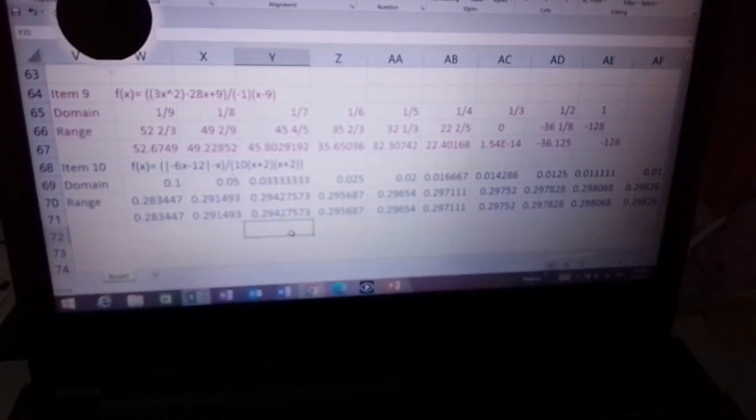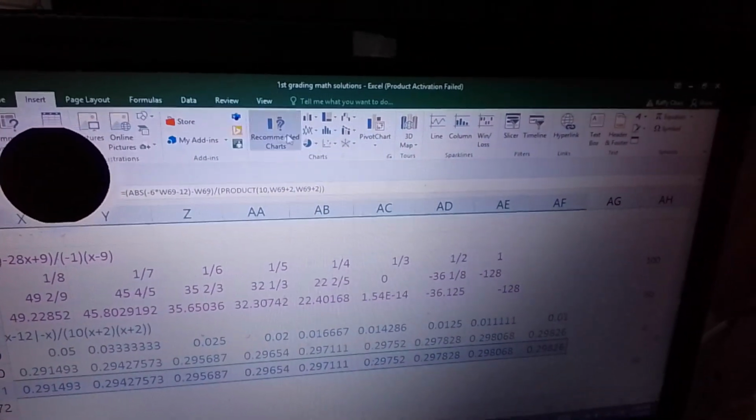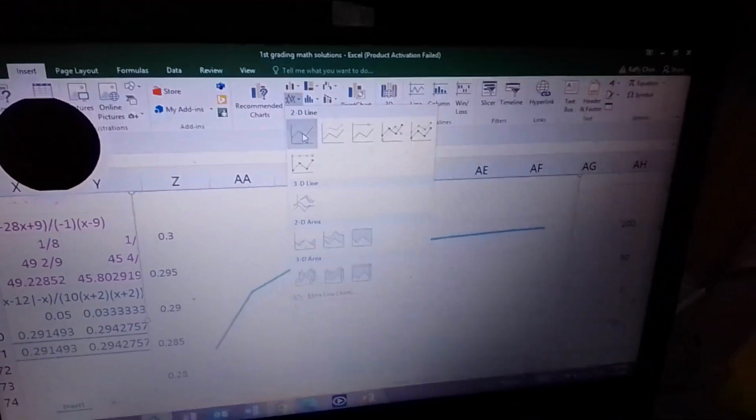Now, all we have to do is make the graph. How do we make the graph? Very easy. But since this is an absolute value function, you have to select all the set of data here, and then click on insert, and then click on lines. Right over here, then this one. So that is our absolute value. But look at our data here. It's really wrong. So therefore, we need to select data.